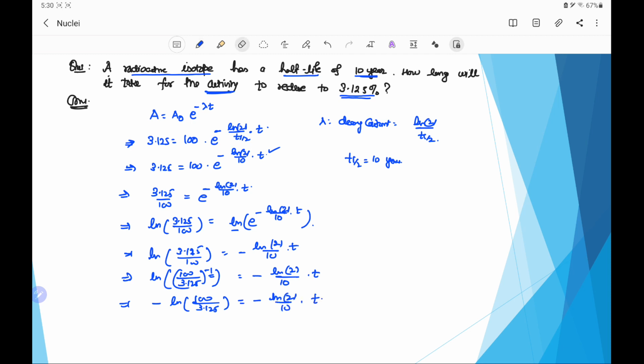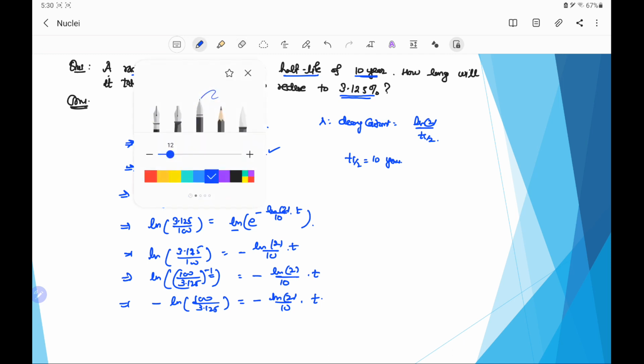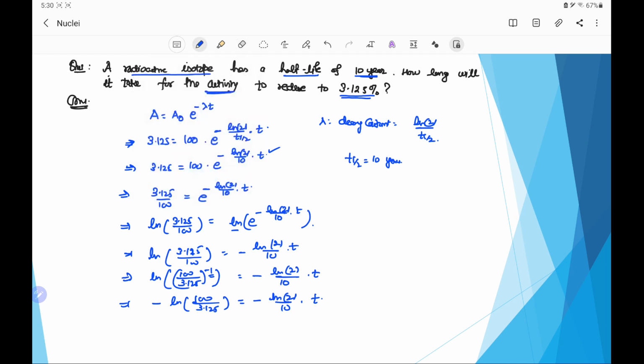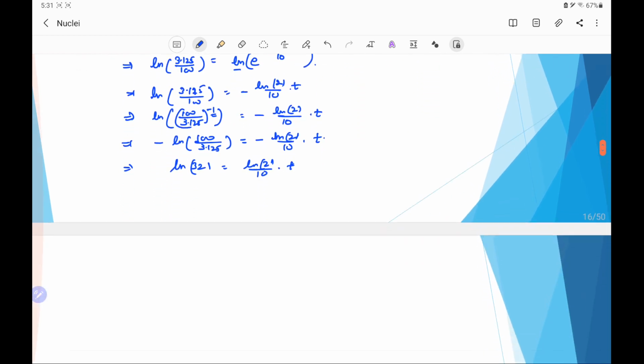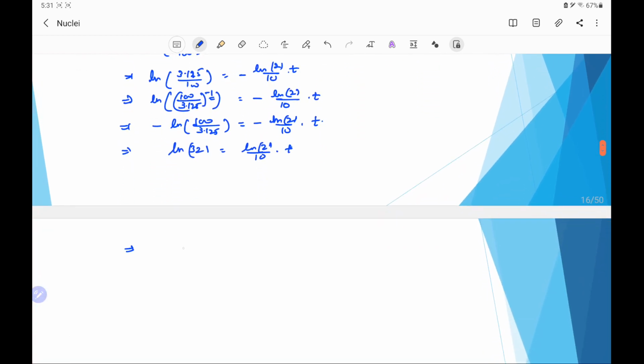Here the negative will be cancelled from both sides, so we can write log of 100 by 3.125, which on solving will give 32, that is equal to log 2 by 10 into t. So this implies that t will be equal to log 32 divided by log 2 into 10.